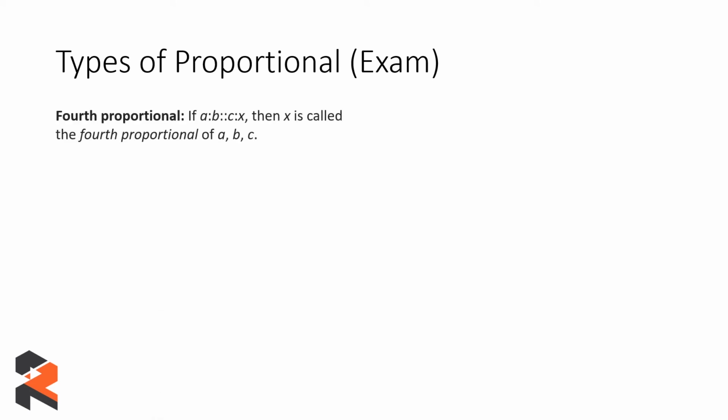So one of them is fourth proportional. What is fourth proportional? Fourth proportional is nothing but the fourth part of your given proportion. So if A is to B as C is to X is a proportion given to you, then X will be called the fourth proportional of A, B, and C. And how do you find X? That is the fourth proportional. This will be the standard formula.